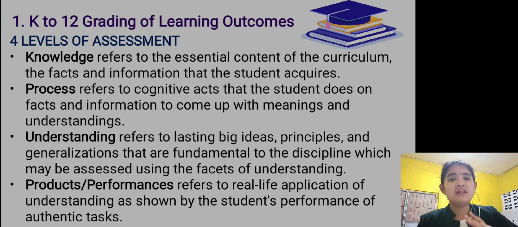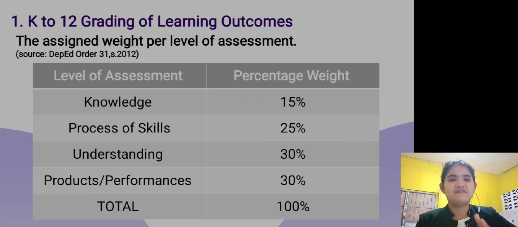It refers to real life application of understanding as shown by the student's performance of authentic tasks. So, authentic products or performance tasks are what a student is expected to perform to demonstrate his or her understanding. So this is the assigned weight per level of assessment. Knowledge 15%, process or skills 25%, understanding 30%, and products or performances 30%, a total of 100%.